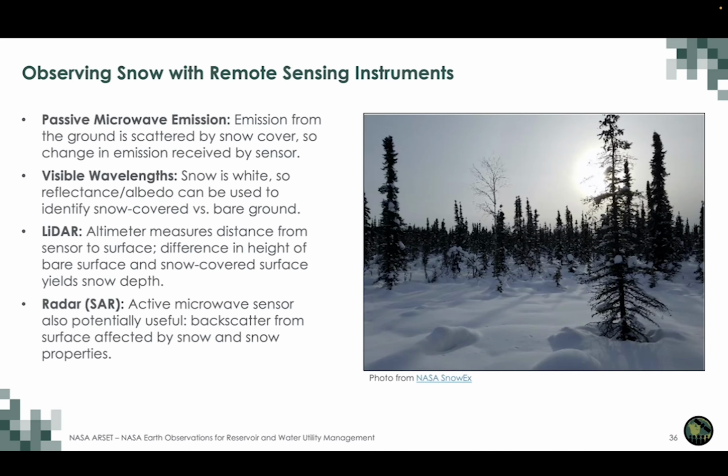Third, for actual depth measurements, we utilize LiDAR. By measuring the distance to the bare ground in the summer and comparing it to the snow-covered surface in the winter, we can calculate highly accurate snow depths, which is critical for estimating total water volume. Finally, active radar, or SAR, provides extremely useful backscatter data. These radar signals are sensitive to the physical properties of the snow, helping us detect exactly when the snowpack is ripening, melting, and preparing to release runoff into the watershed.